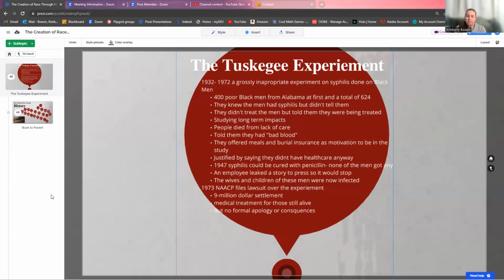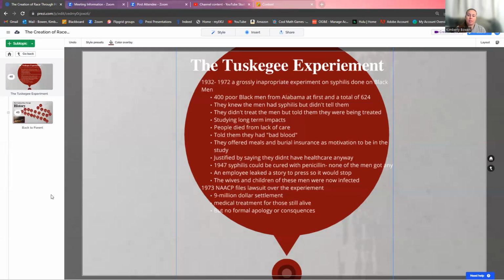However, in 1947, which was only 15 years after that study started, and it was a 40-year-long study, syphilis could be treated by basic penicillin, and none of the men were allowed this option and or were even told about this option. An employee ended up leaking the story to the press so that it would stop, and that's how this came to light.